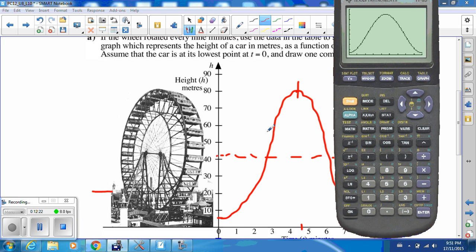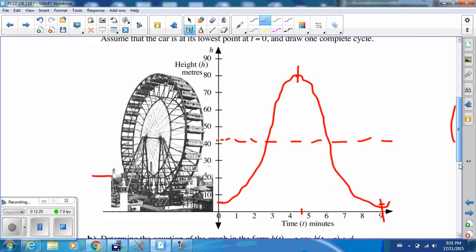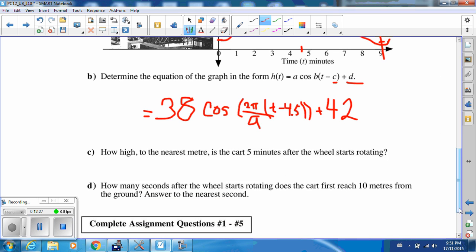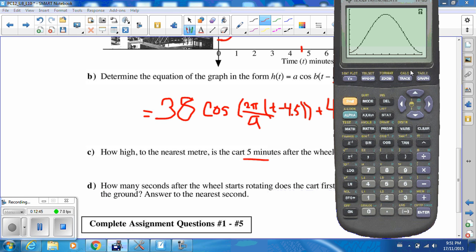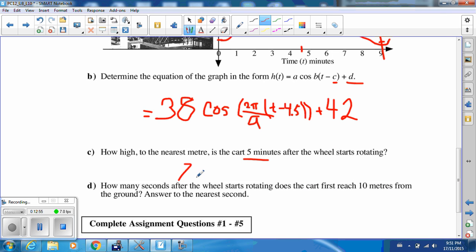So, anywho, that's our graph. Now, what it's asking us for down here is how high is the cart 5 minutes after? Well, my h values are my height values, so I'm just going to do my y's there. Y equals 5. Oh, no, sorry, 5 minutes. 5 minutes is a time value, so it's an x. So I'm just going to go in here and go second calc, value at 5. So it's 77.7 meters high at that point.